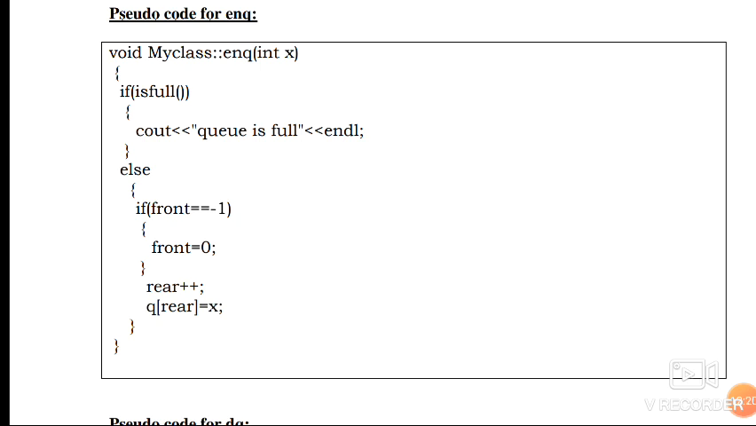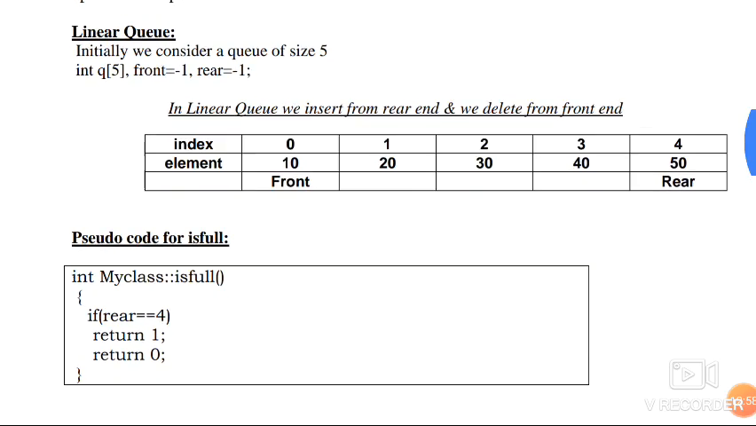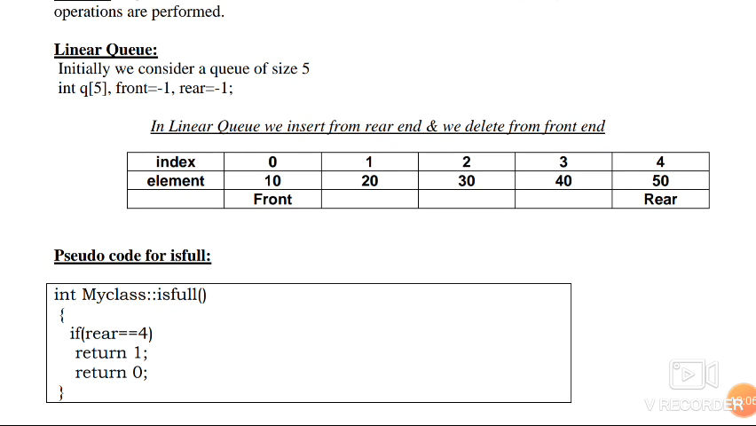Again, if I would like to insert 30, similarly its full condition is false. Front equal to -1 is false. Again rear plus plus, rear gets incremented, it becomes 2. Q of 2 equal to 30, and in this way only the rear value gets incremented. Suppose I have performed NQ operation 5 times. Right now the queue situation will be like this: 10 stored at 0th index, 20 at 1, 30 at 2nd, 40 at 3rd, 50 at 4th.